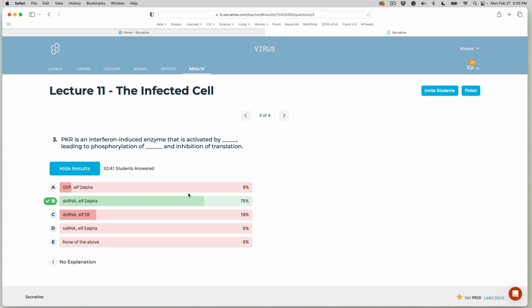A lot of you picked C, double-stranded RNA, but it is not EIF2B that's phosphorylated, it's EIF2 alpha. EIF2B is the protein that will bind irreversibly the phosphorylated EIF2 alpha, and then GDP cannot be recycled.